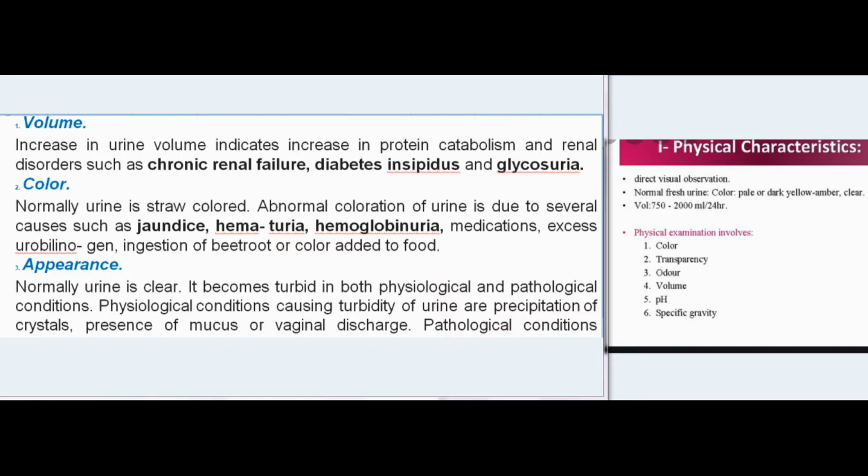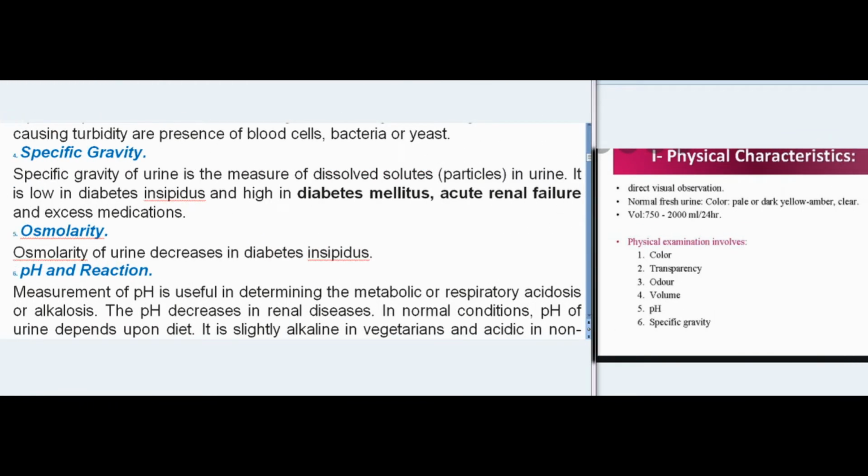Abnormal coloration of urine is due to several causes such as jaundice, hematuria, hemoglobinuria, medications, excess urobilinogen, ingestion of beetroot or color added to food. Appearance: normally urine is clear. It becomes turbid in both physiological and pathological conditions. Physiological conditions causing turbidity of urine are precipitation of crystals, presence of mucus or vaginal discharge. Pathological conditions causing turbidity are presence of blood cells, bacteria, or yeast.